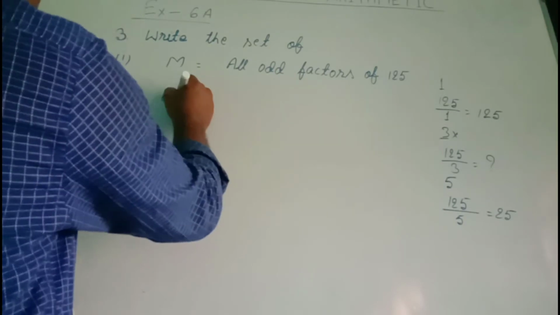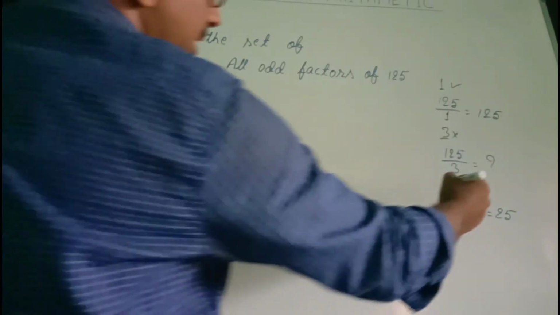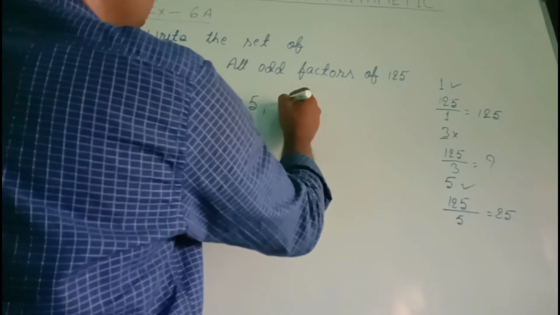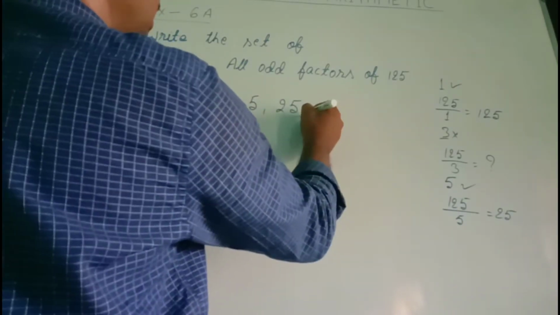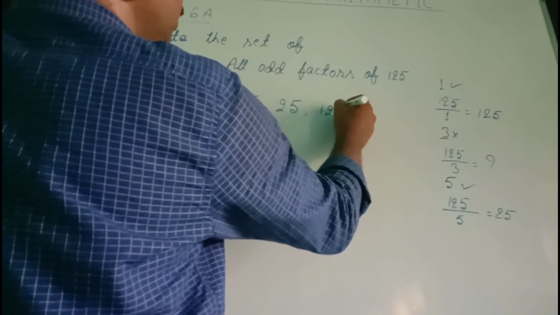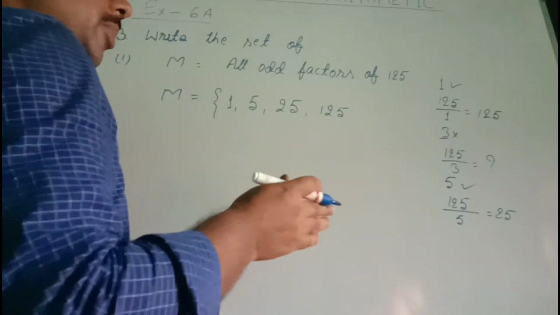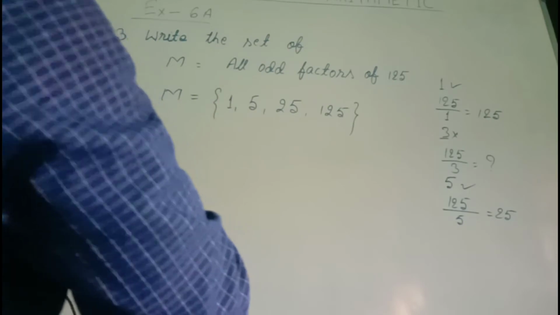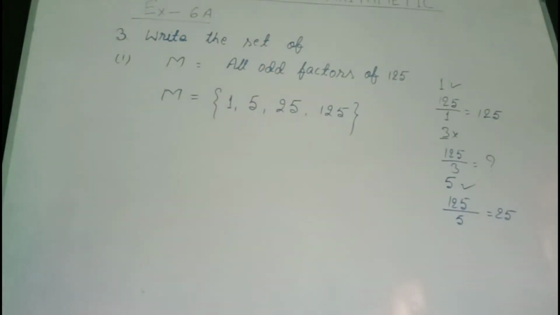So if you write the elements of set M, the first element became 1, the second element became 5. Similarly, the third element you will find is 25, and the last element you will get is 125, because this number 125 is completely divisible by itself. So the elements of M became 1, 5, 25 and 125.